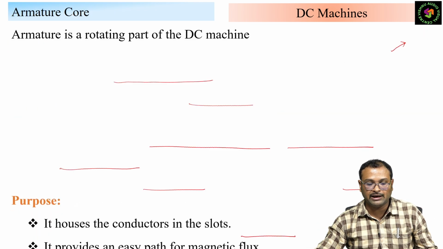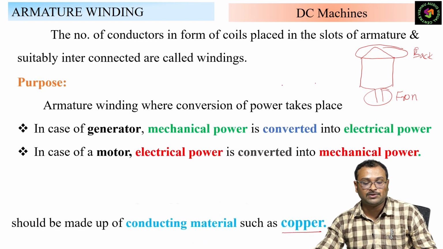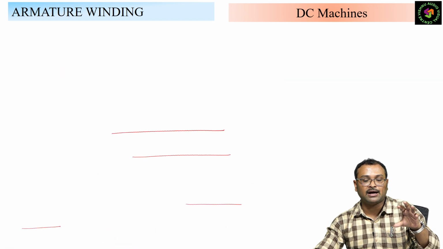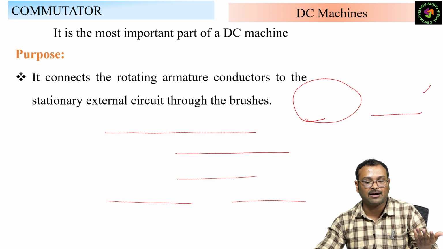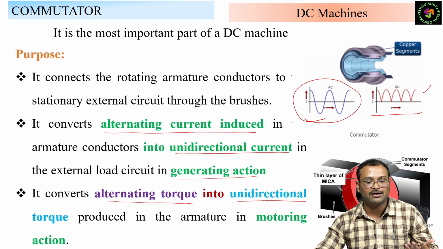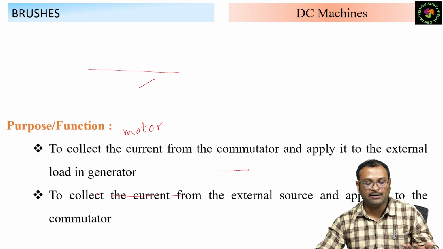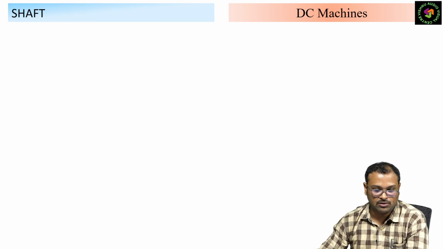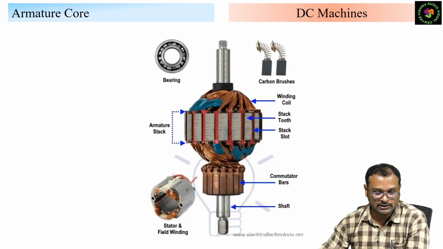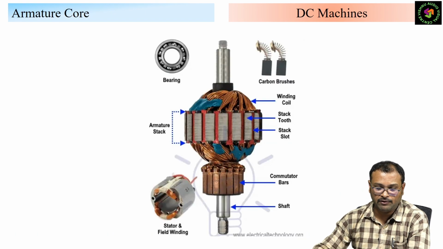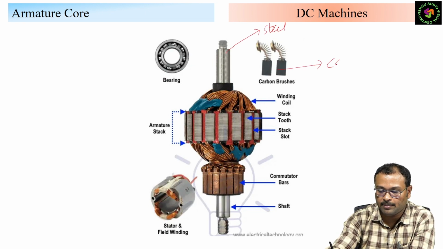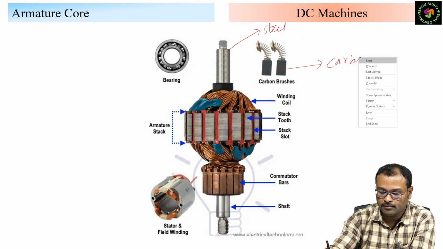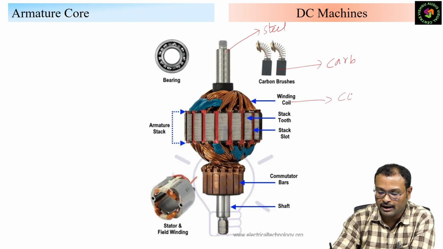We have to go through each and every purpose. Here, simply, if you observe, all the things connected with flux, the material is steel or iron. If they are involved with current, the material is copper and carbon. That much we can easily remember about what it is made of. Simply we go to the armature: this is the shaft made of steel, and these are the brushes, carbon, and the winding coil, copper, enameled copper.